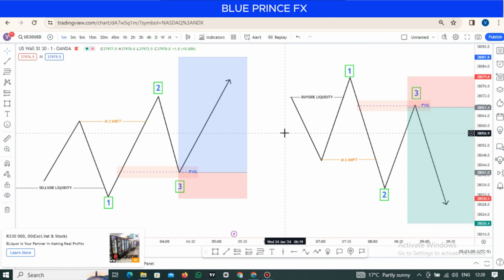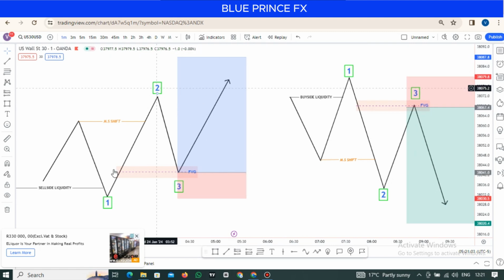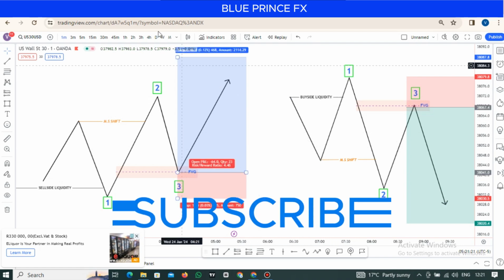And guys, one thing that I want to emphasize is this pattern here. This is a pattern. This is useless on its own. So what you must do is you must also find your draw on liquidity. You must first find your draw on liquidity, then look for the pattern. So you must know whether the market is going to go up or down.